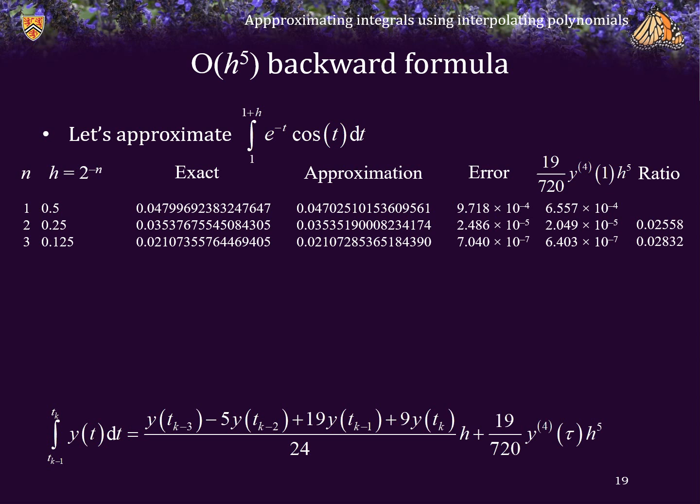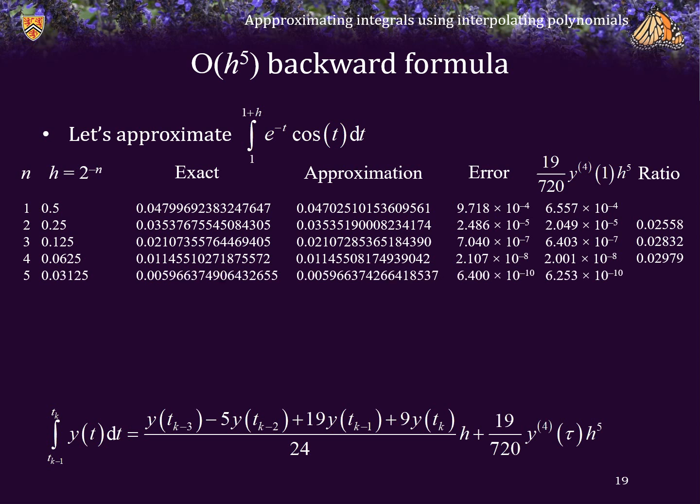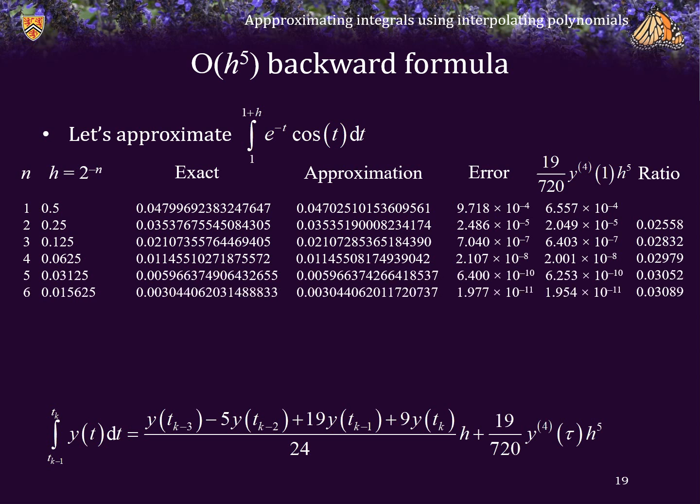Again, dividing h by 2, the error goes down. Each time we divide h by 2, the error continues to drop, and it's getting closer to dropping by a factor of 0.03125, which is 1 over 2 to the 5. So we're getting a reasonably good approximation of a very small integral.